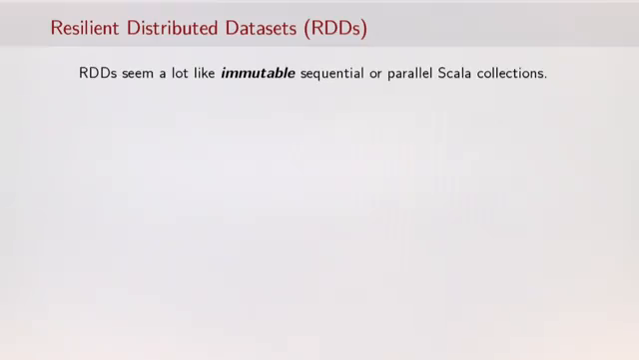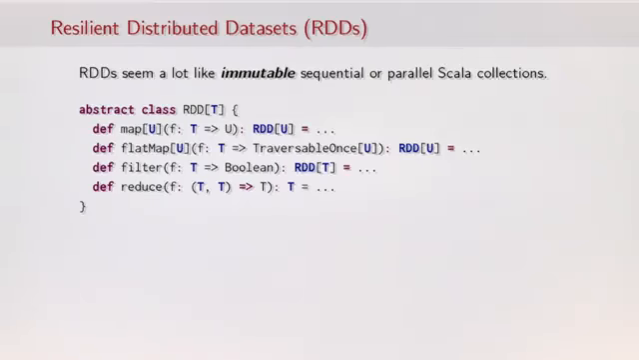Off the bat, RDDs seem a lot like immutable sequential or parallel collections. Think about, for example, a list. Lists in Scala are immutable collections, and we often use them with higher-order functions like map, flat map, or filter. Just like lists, RDDs have a similar API full of lots of higher-order functions like map, flat map, filter, reduce.